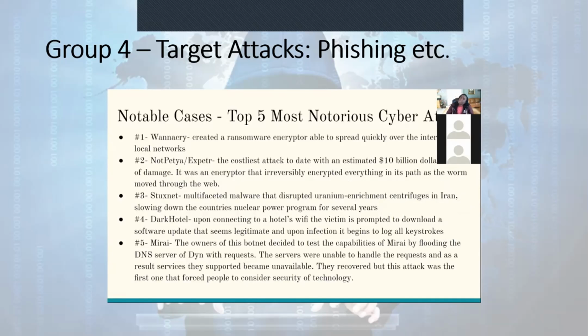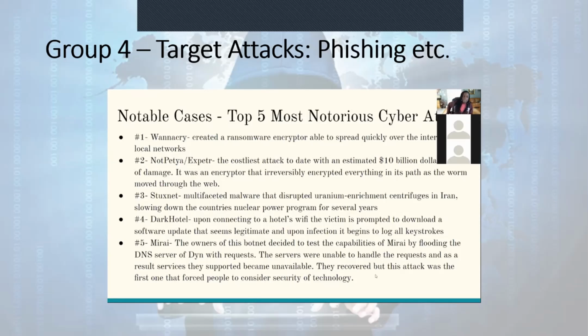So Valerie, could you tell us about the top 5 most notorious cyber attacks? I can. The number one most notorious was the WannaCry, where it spread quickly over the internet and local networks, and it was a ransomware. Number 2 was NotPetya and Xverter, the costliest attack to date, estimated at $10 billion worth of damage, and it moved through the web, and it was a worm. Stuxnet was a malware which disrupted the uranium enrichment centrifuges in Iran. It slowed down the country's nuclear power program for several years.